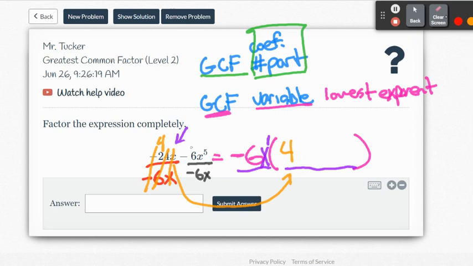The 6: negative 6 divided by negative 6 is going to turn into, and you have to think that through, negative divided by negative is positive, and 6 divided by 6 is 1. So it's positive plus 1. I'm going to have to put a plus over here in my answer.